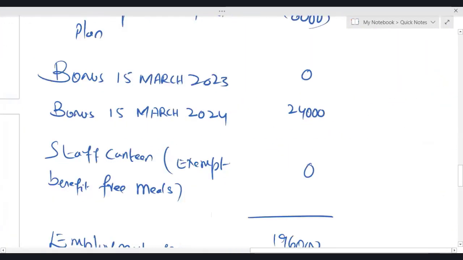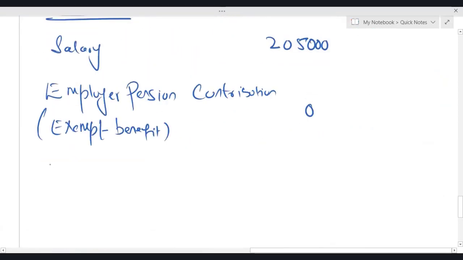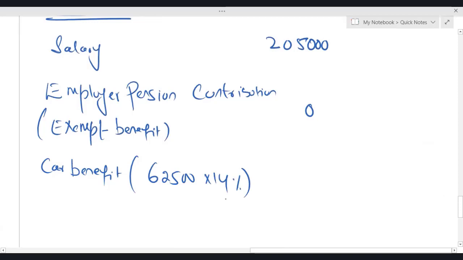So very easily we can calculate the car benefit, and the car will be given to Jason throughout the year. So here comes the car benefit. List price is 62,500 into 14%. Can anyone use a calculator? 62,500 into 14%. What are we getting? 8,750.